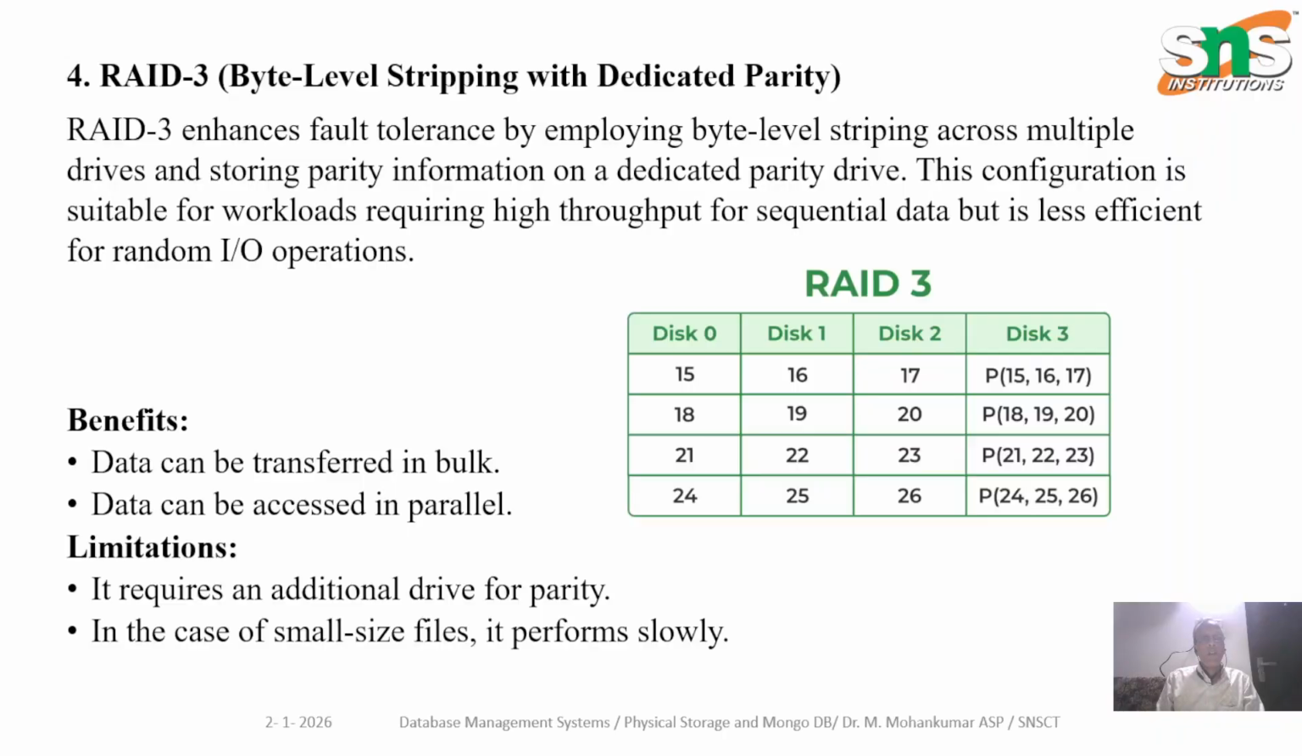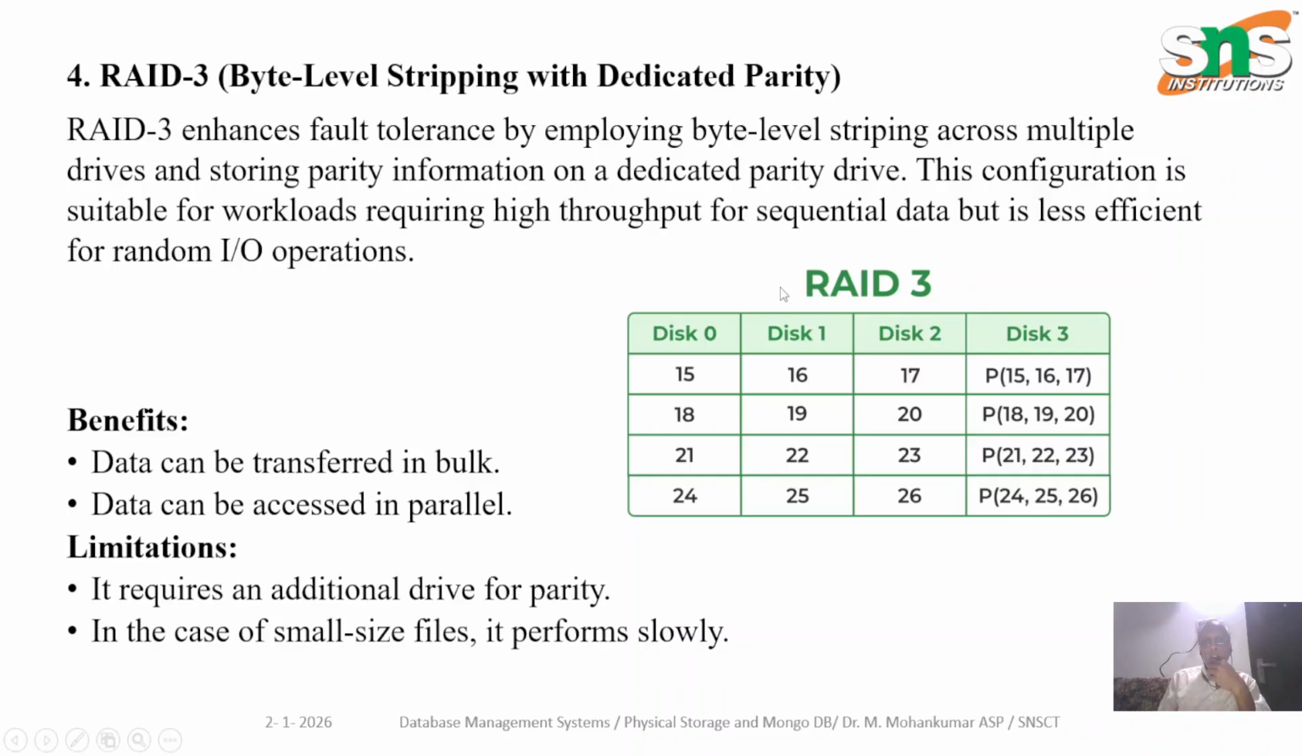RAID 3 is byte level striping with a dedicated parity. RAID 3 enhances fault tolerance by employing byte level striping across multiple drives and storing parity information on a dedicated parity drive. This configuration is suitable for workloads requiring high throughput for sequential data but is less efficient for random IO operations.